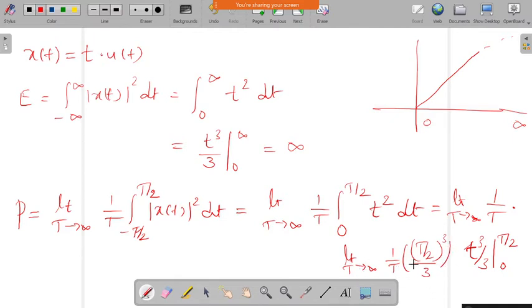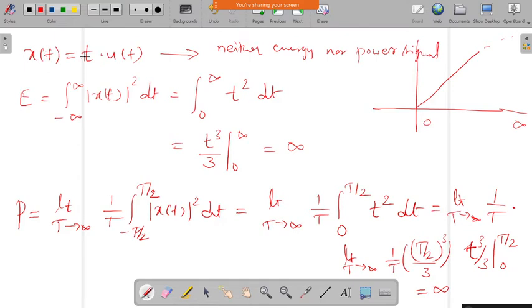Now whenever t tends to infinity, put the values wherever it is t. Since it is in the numerator, this will give the value infinity. 1 over t will give 0, and here t by 2, which is t in the numerator, will give infinite value. So this signal is neither an energy signal nor a power signal.